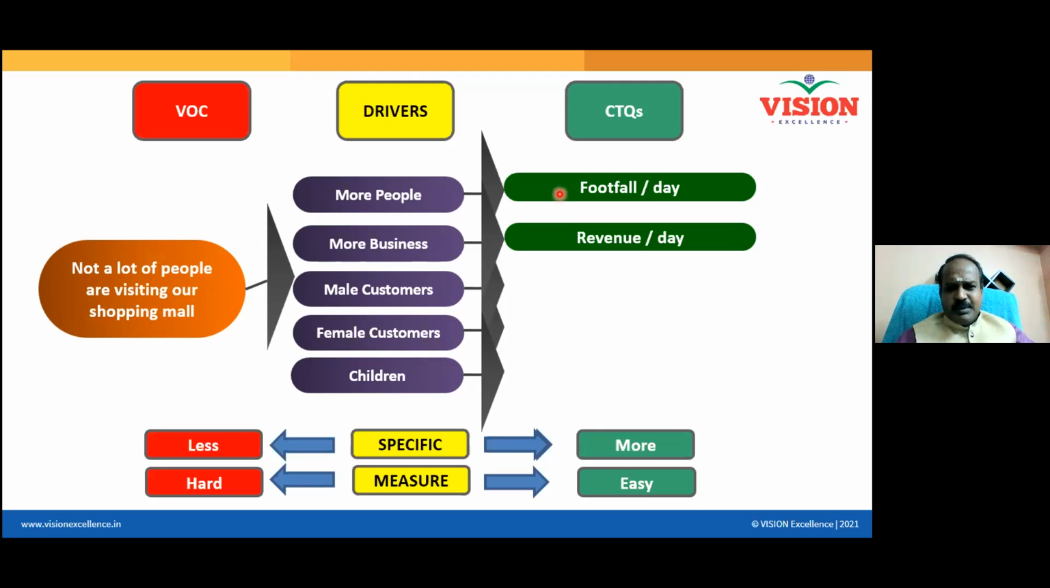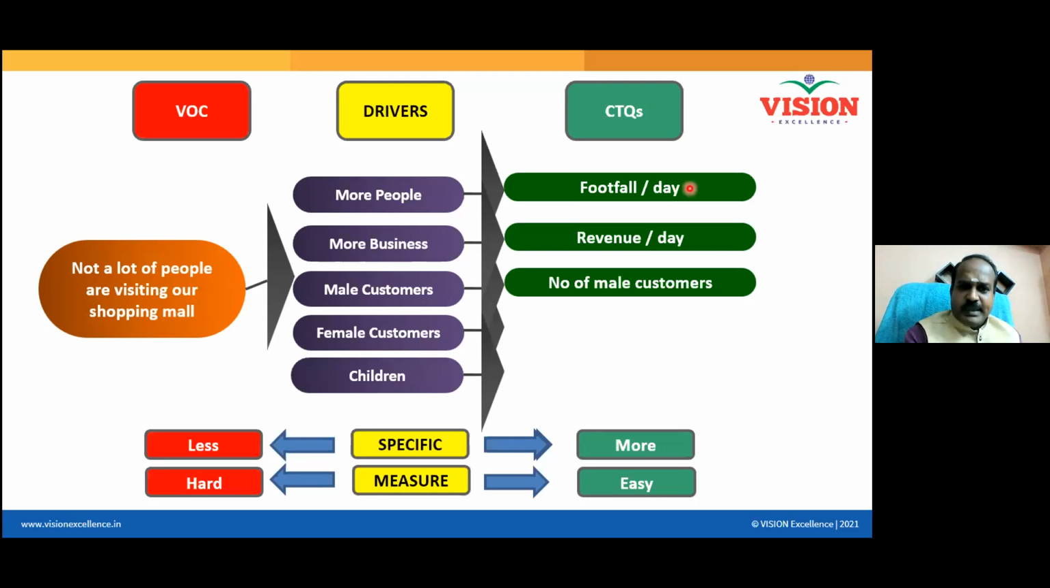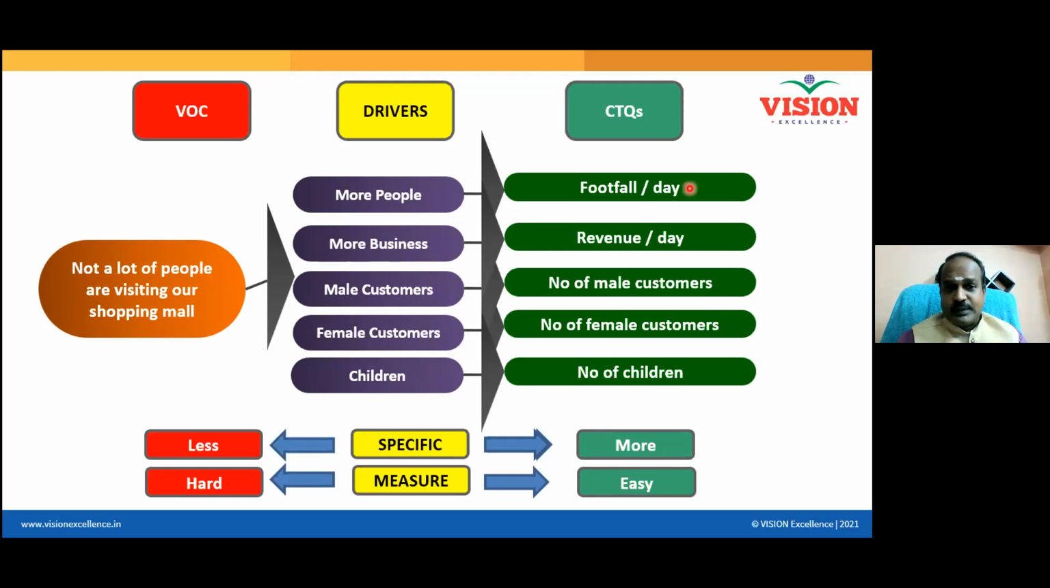And then the number of male customers visiting. See, you can always keep the denominator the way you want. You can measure it per day basis. You can measure it per week basis. You can measure it hourly basis. It all depends on the intensity of the problem, right? It all depends on the requirement. And similarly, the number of female customers and number of children who are visiting your mall.